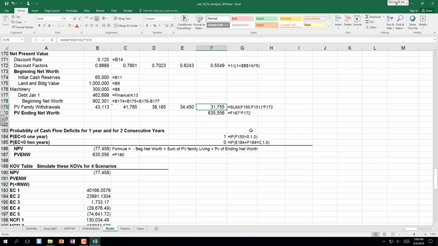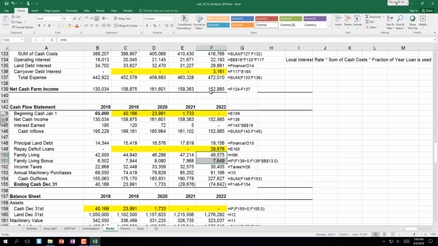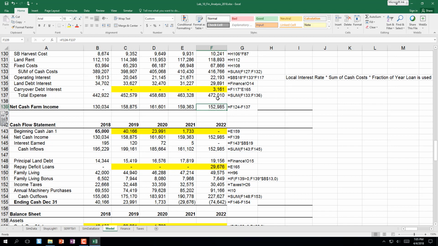What's your family withdrawals up here, Mason? It's the same as 42. On that one, let's see. Got 49,7649? That one got off a little bit. That was at 5%. So that means your net cash farm income may be off. Look at that one, 152,985. So it's just that last column I got a little bit off.